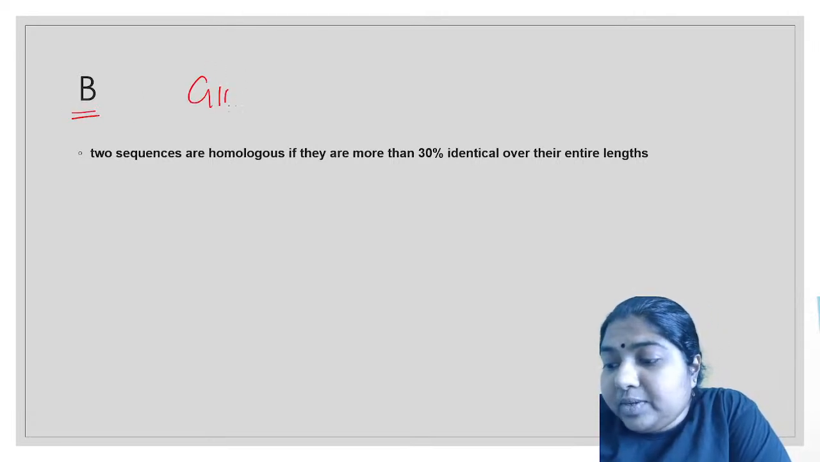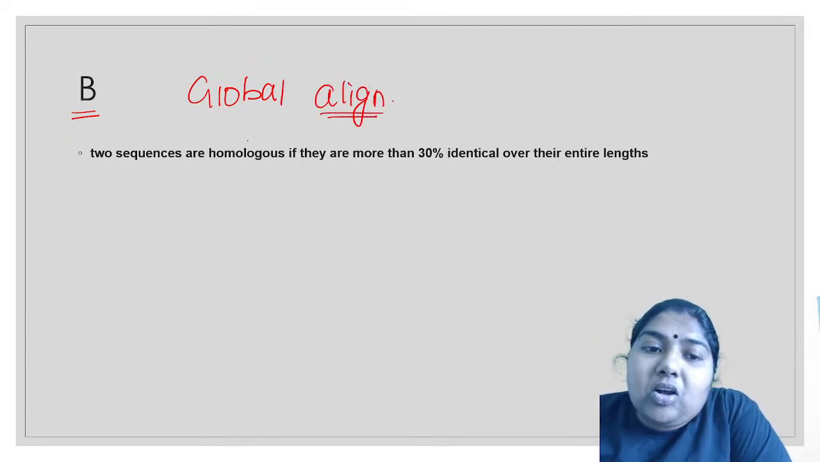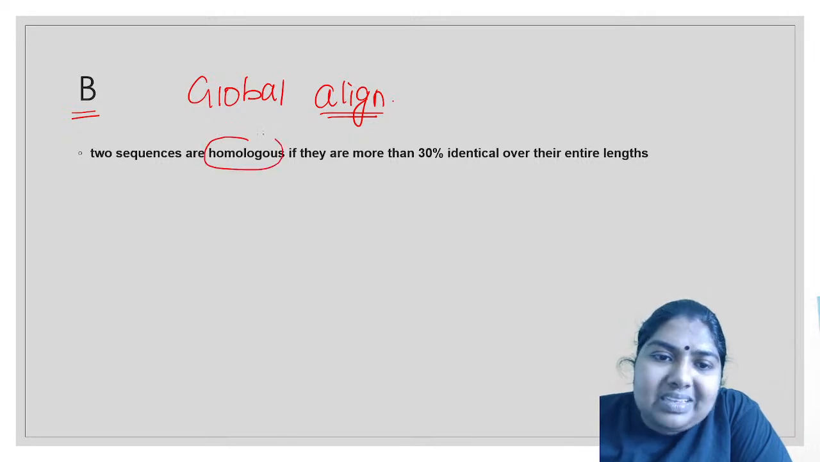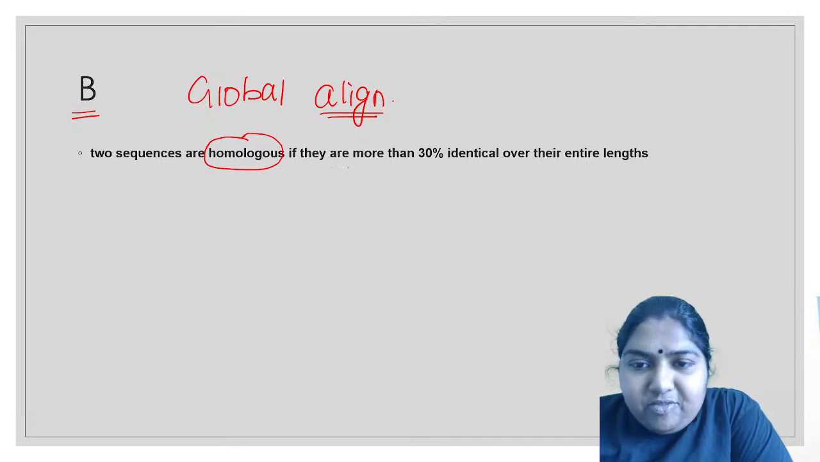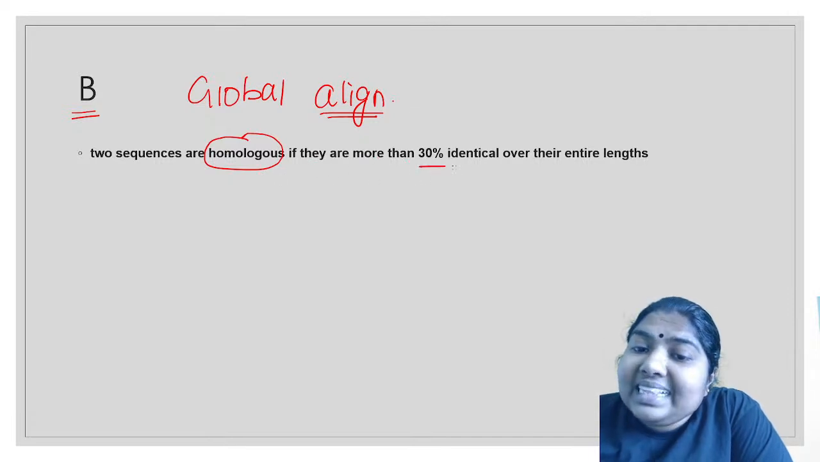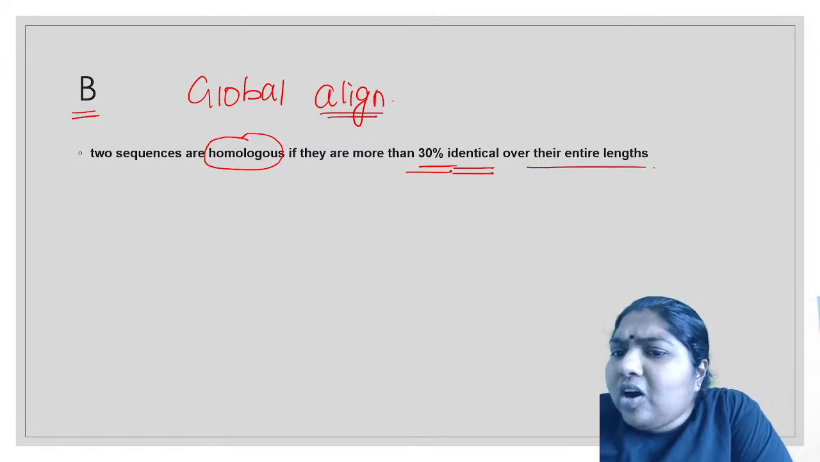It is going to be your global alignment. Why is it a global alignment? Because you can call them homologs, that means they have a common ancestry, only if they have more than 30% identity in their overall length.